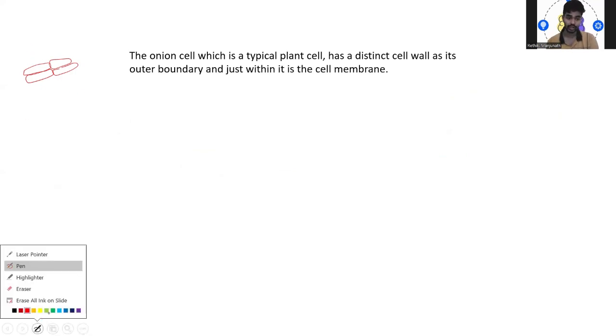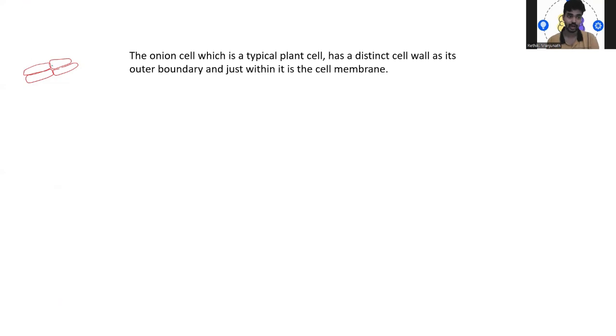Now, if you take an onion peel, you do have an experiment, I guess. If you take an onion peel and observe the cell, a typical cell, what will you be observing? You are going to observe a kind of rectangular shape here. That means the onion cell, which is typically a plant cell, has a distinct cell wall as its outer boundary. So in the outer boundary, you are going to see a distinct cell wall.